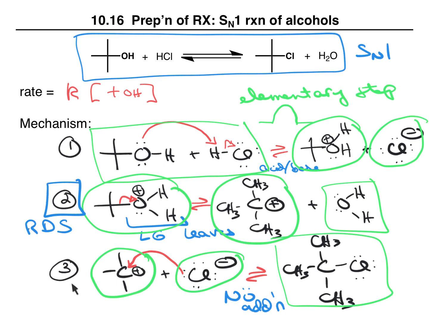Finally, this mechanism is consistent with the experimentally observed rate law. According to the rate law, the rate of the reaction only depends on the concentration of the alcohol, not on the concentration of HX. Well, if this is the rate determining step, then this is the only molecule that is involved in the transition state of the rate determining step. So only this molecule should appear in the rate law. So it's consistent with this experimental evidence as well.